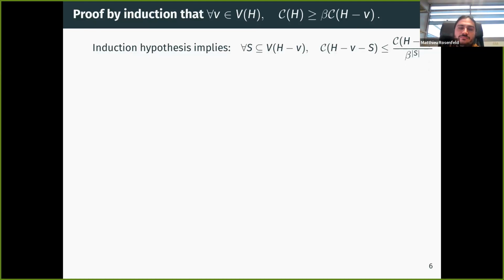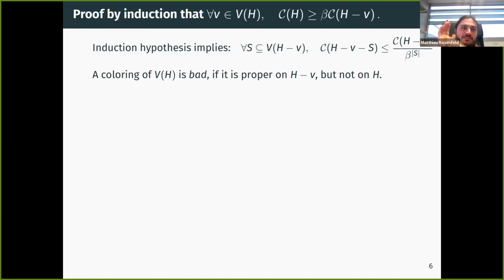Now, how do we do the proof? Well, the idea of the proof is the following. I'm going to consider a proper coloring of H minus V. So I have a proper coloring of my hypergraph minus a vertex. And I want to see what happens when I'm giving a color to this vertex. So the first thing to say is, well, I have, say, C colors available. So I have C different ways to give a color to this vertex.